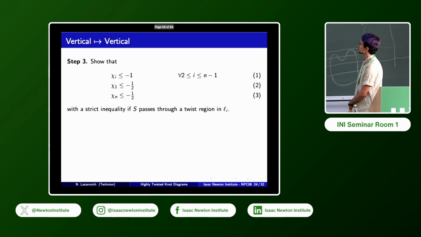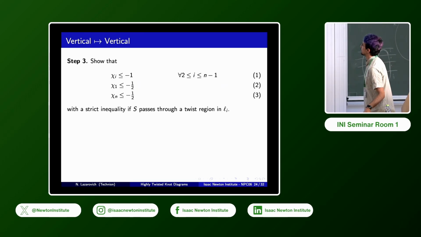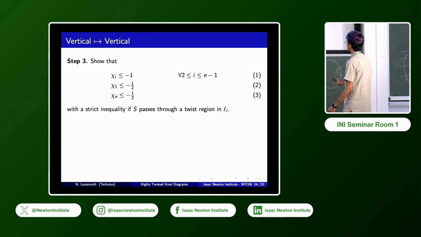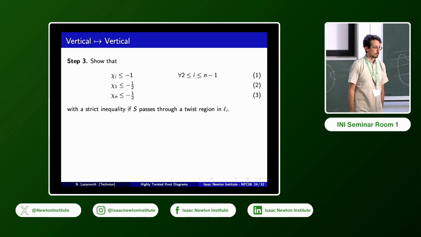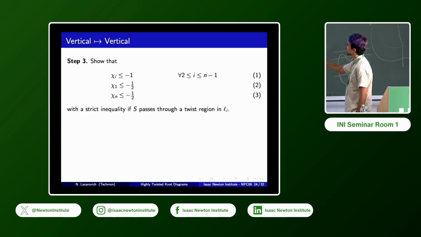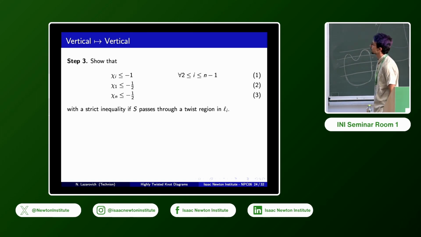Okay, good. Now what? Now you work hard a bit. You analyze what can happen in a layer, and you see that each one of them contributes either -1, or at most -1 if it's in the middle of the diagram, or maybe -1/2 in the top or the bottom of the diagram.